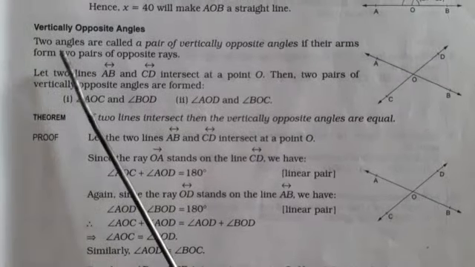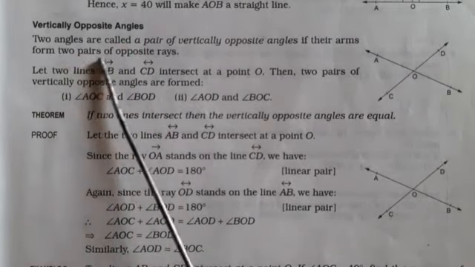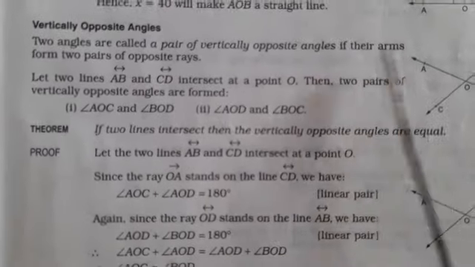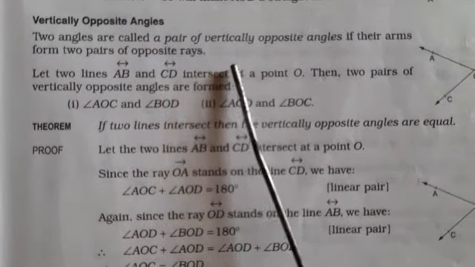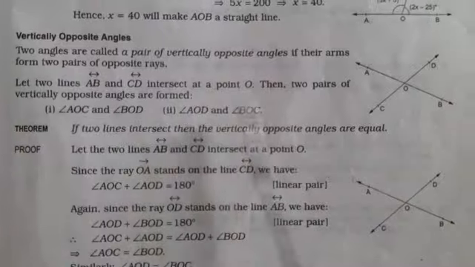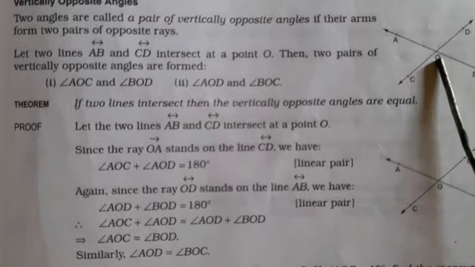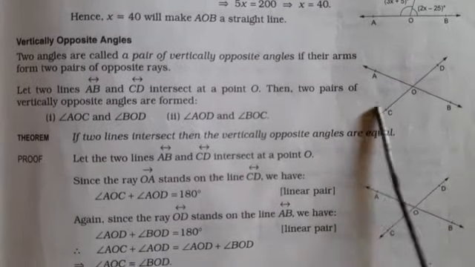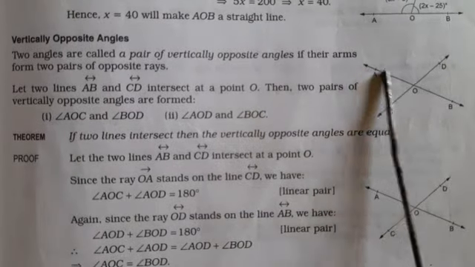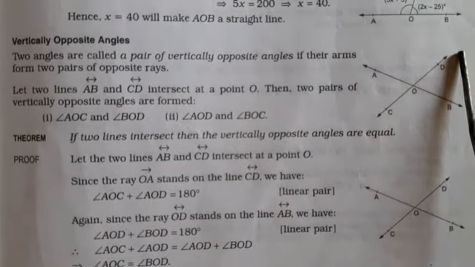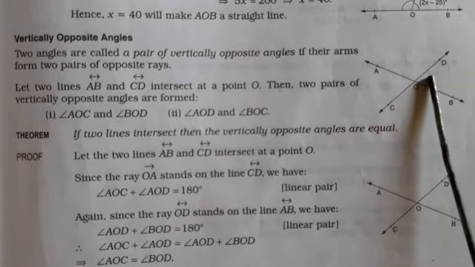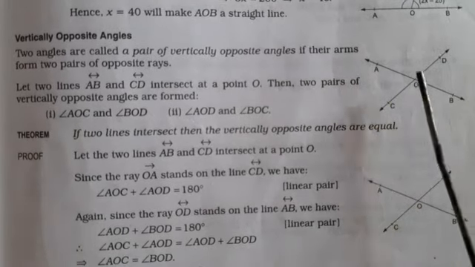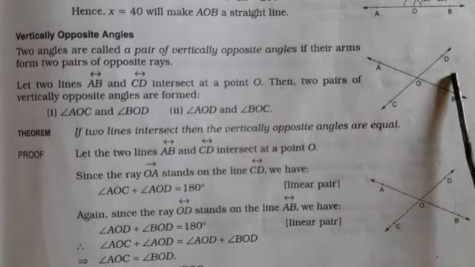Next type of angle is vertically opposite angles. Two angles are called a pair of vertically opposite angles if their arms form two pairs of opposite rays. Now see the figure. Let two lines AB and CD intersect at point O. Then two pairs of vertically opposite angles are formed. What are the two vertically opposite angles? Angle AOC and angle BOD are vertically opposite angles, and angle AOD and angle BOC are the other pair of vertically opposite angles.